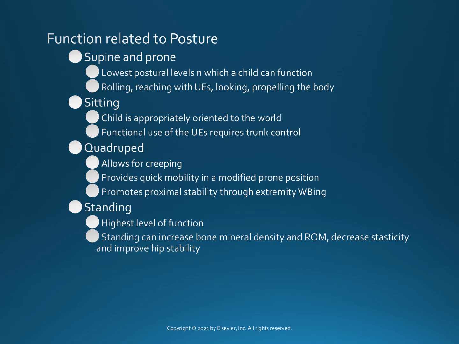the body. In a seated position, the child is appropriately oriented to the world in that upright position, and we can encourage functional use of the upper extremities, but we have to have trunk control in order to do that. And so once trunk control is established, we can add upper extremity movement to promote greater trunk control, but we can't incorporate upper extremity motion until that trunk control has been established.